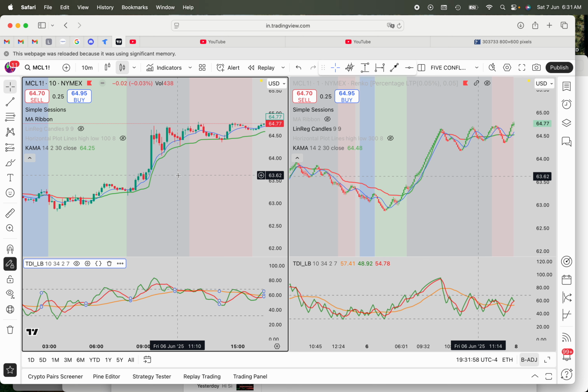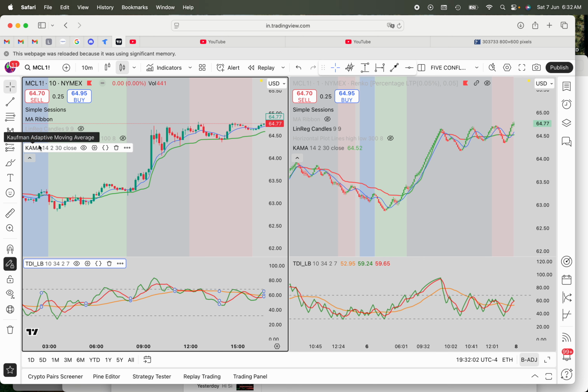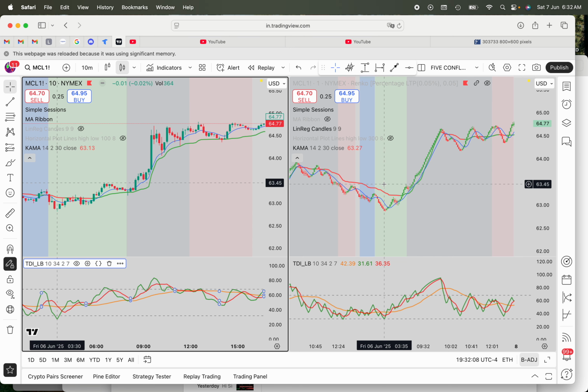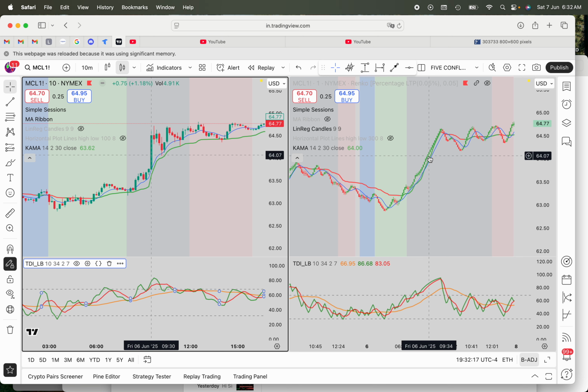And on both charts we have a 9 EMA, which is the red, and the Kaufman adaptive moving average, okay? The 10-minute chart has candles. The right-hand side has linear regression candles with Renko bars, but that's turned off. So the Renko's driving the LinReg candles, or it's the other way around.